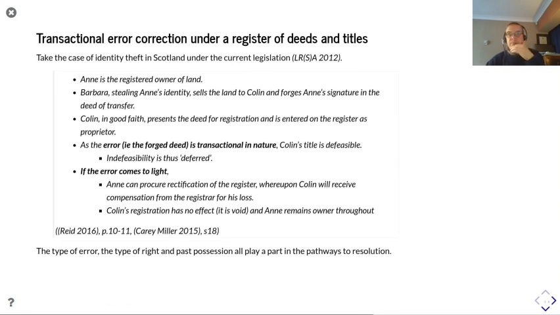So, how are you going to resolve your identity theft? If the error comes to light, and this would be based upon the Scottish legislation, Anne can procure rectification of the register, whereas Colin will receive compensation for his loss. Colin's registration has no effect because it's void, and Anne remains the owner throughout.